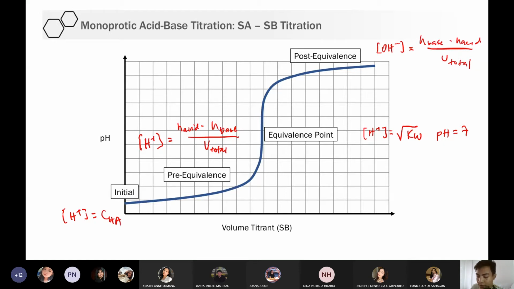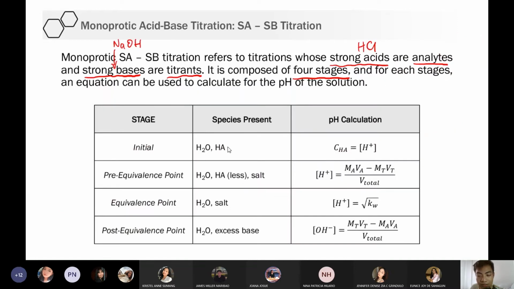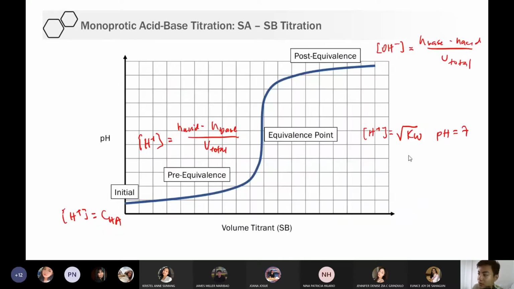Ang daming equation, no? Yes, pero itabi nyo lang to. I-screenshot nyo na to kasi ulit-ulit lang talaga yung gagamitin nating equations. Okay? So basta alam mo kung nasang stage ka, initial, pre-equivalence, or post, you know the equation that needs to be used. No? Okay. So, try tayo.